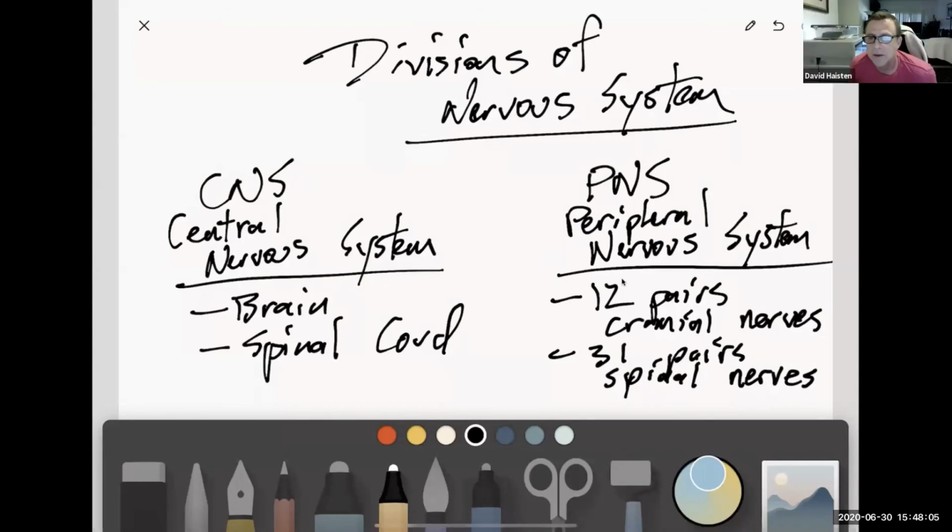Plus some neuronal cell bodies that are outside of the central nervous system. So neurons, these nerve cells, their cell bodies are typically located in your brain or spinal cord. That's where they live. However, the peripheral nervous system does include some neuronal cell bodies that are not located in the brain or spinal cord.